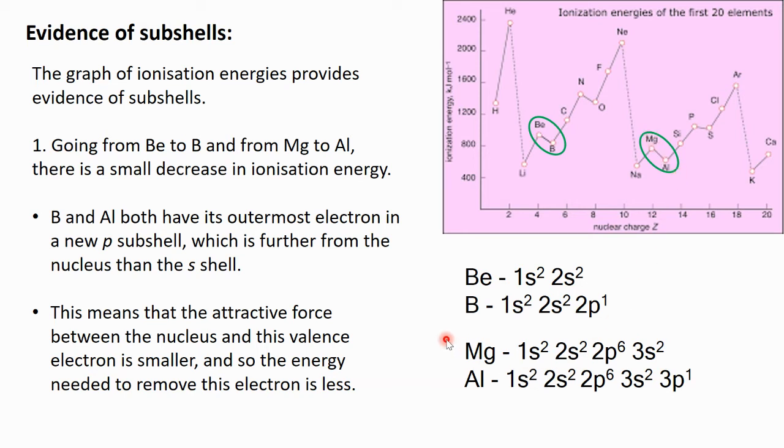Boron and aluminium both have their outermost electron in a new p subshell, which is further from the nucleus than the s shell. This means that the attractive force between the nucleus and this valence electron is smaller, and so the energy needed to remove this electron is less. So these little kinks here are evidence of the p shell.